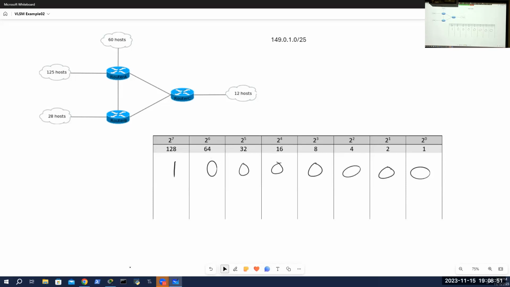149.0.1.0 is the first one. 149.0.1 what? 128, right? So .128/25 is the second one. That's all you've got, right? That's all you create. So now you're gonna have to subnet that /25. And just keep going down that way until you've taken care of all 4 of them. I'll give you a few minutes to do that and then we'll do it together.